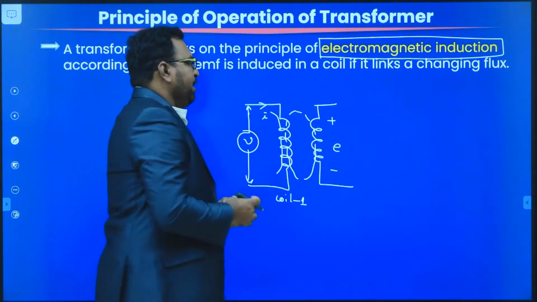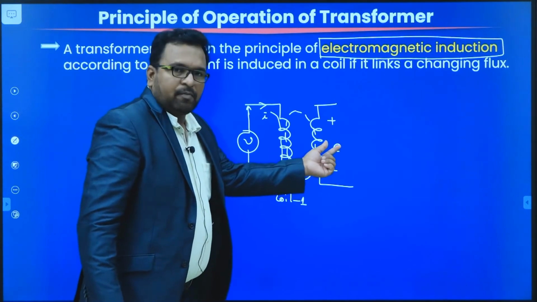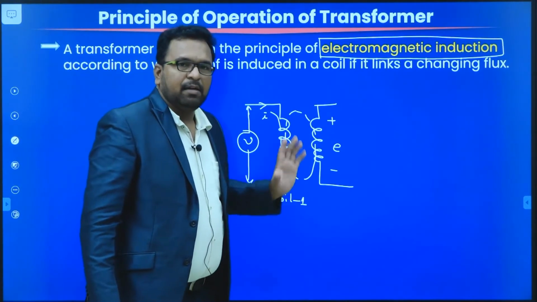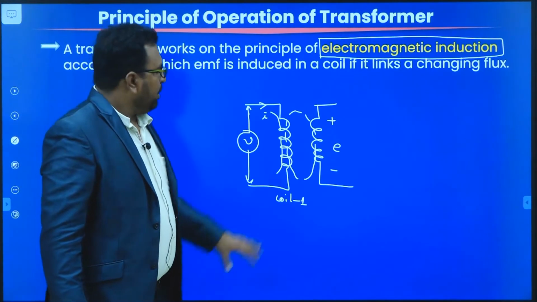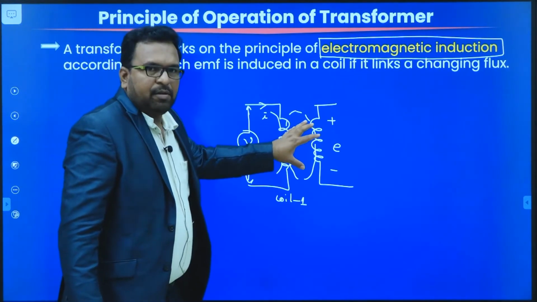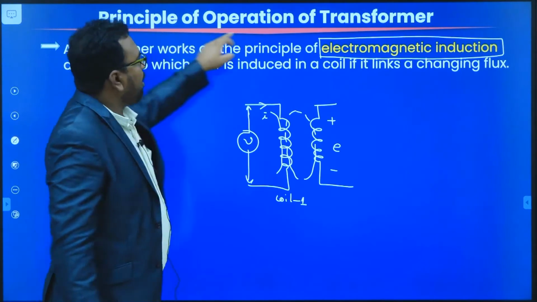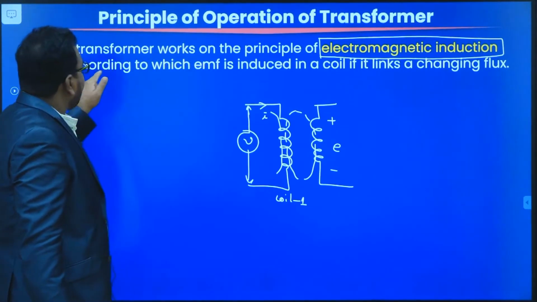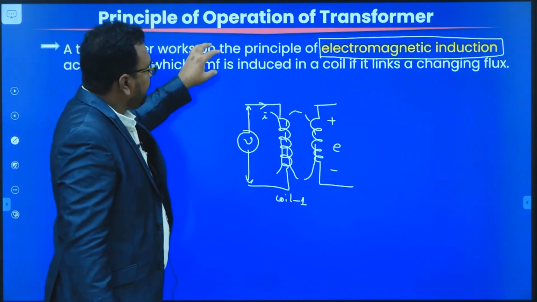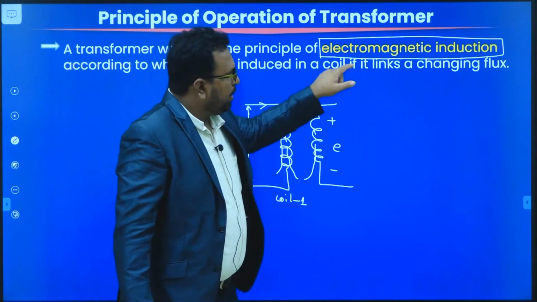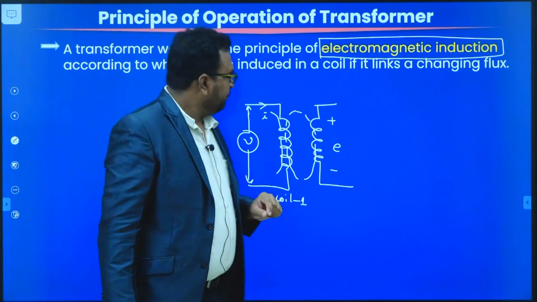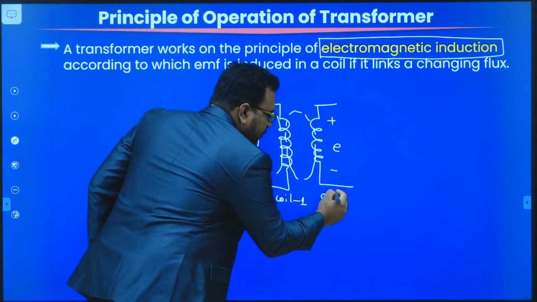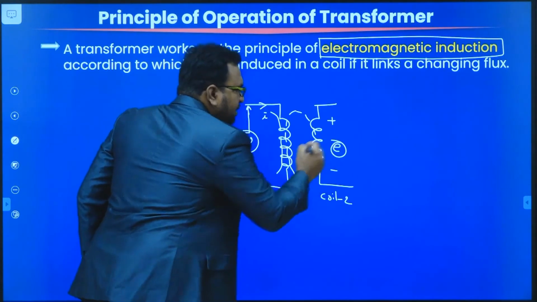This EMF will be induced because of the electromagnetic induction. So this process is called electromagnetic induction. The same principle we are going to use to study the operation of transformer. Okay. So electromagnetic induction is nothing but the EMF is induced in a coil if it links a changing flux. See here in the second coil, in the coil 2, an EMF is induced.